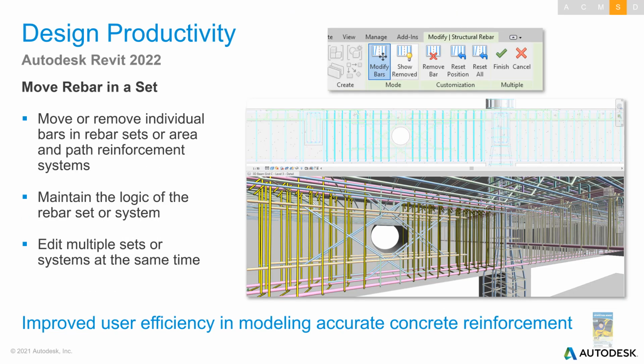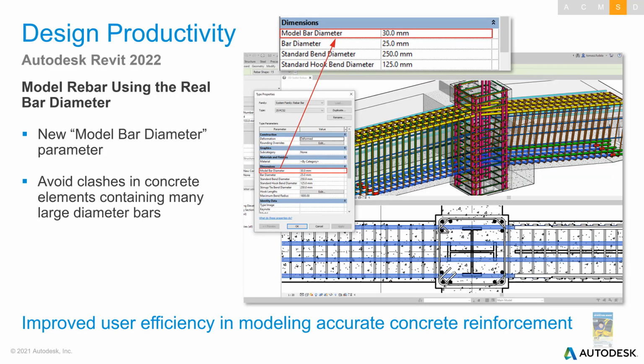You have rebar. You can move a rebar within a set and still maintain that logic. You can even remove it as well, and you can edit multiple sets and systems at the same time. You can model the rebar using the real bar diameter, not just the bar diameter. So you have model bar diameter and you have bar diameter, and it'll help you with avoiding clashes when you're dealing with so much rebar inside an element.